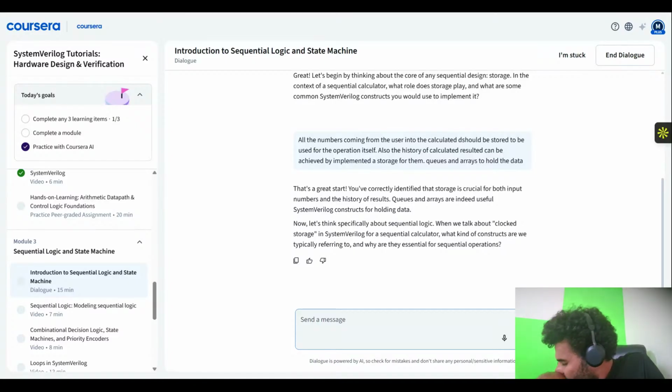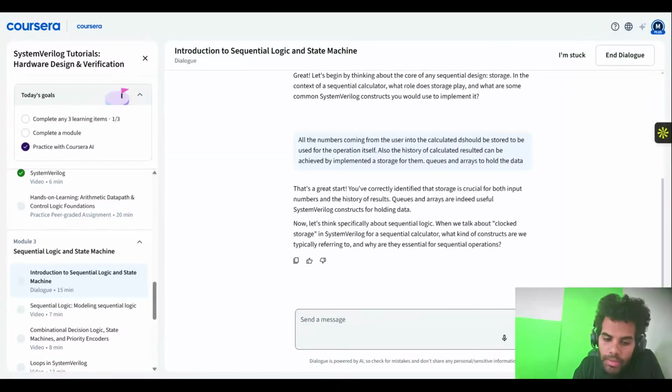So, what other? I don't know. What could be something clocked storage? In my mind it is FIFO, maybe sequential FIFO.